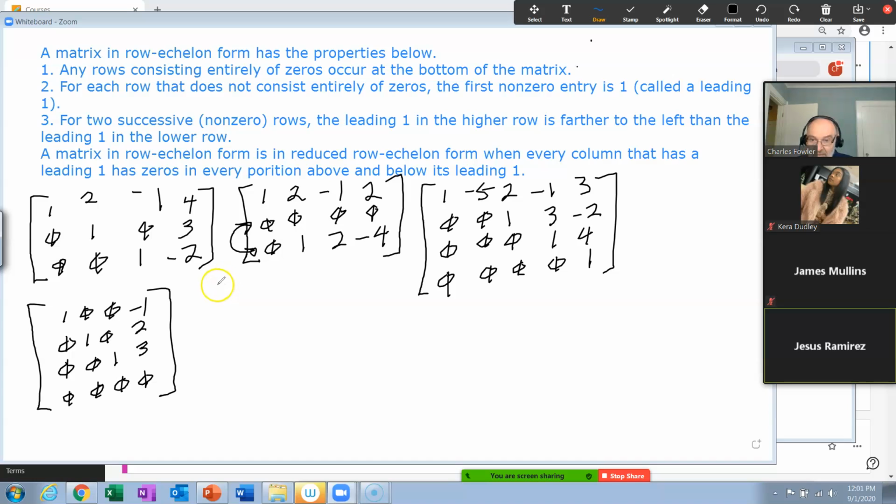Okay. E is 3 rows, so it's going to be a little smaller. 1, 2, negative 3, 4. 0, 2, 1, negative 1. 0, 0, 1, negative 3. Question, is that in row echelon form?